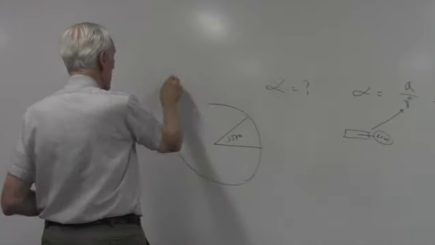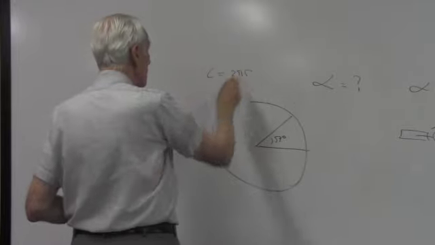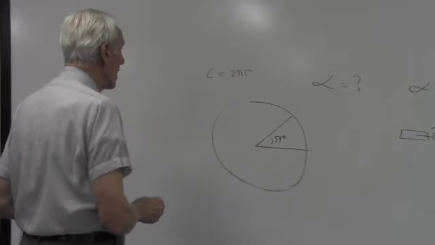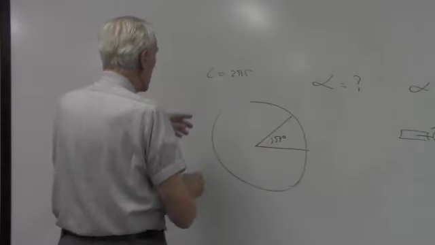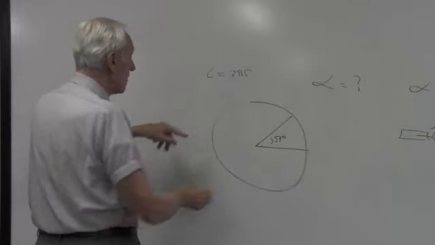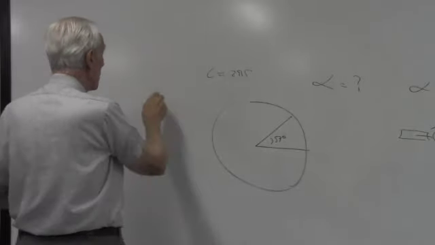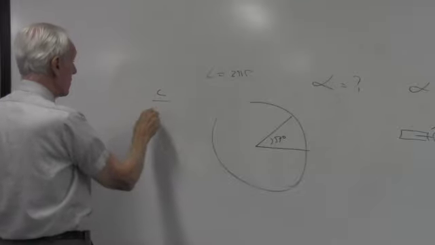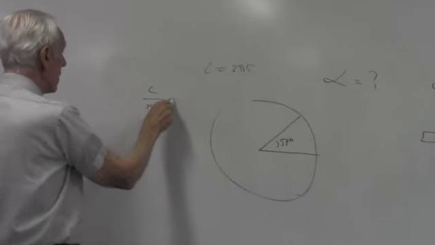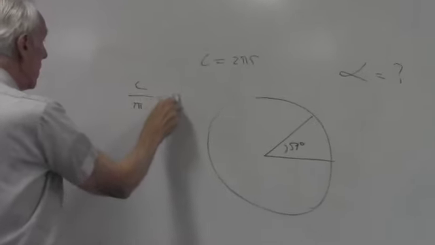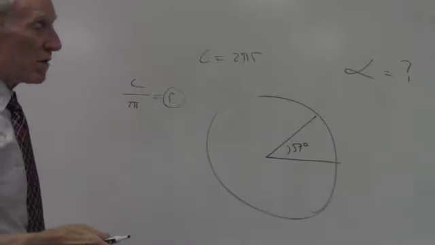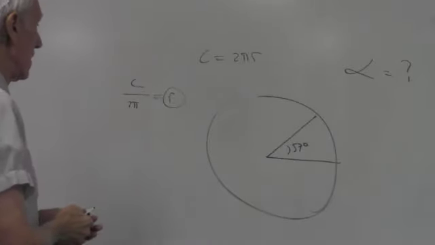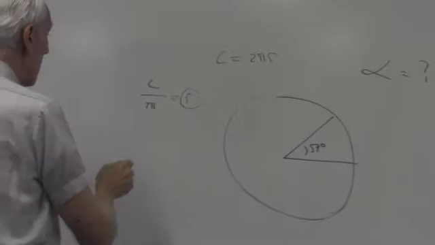The circumference of a circle is 2 pi r, right? So if circumference is the distance around, and we divide that distance around by 2 pi, we get the radian measurement. So 2 pi is about 6.